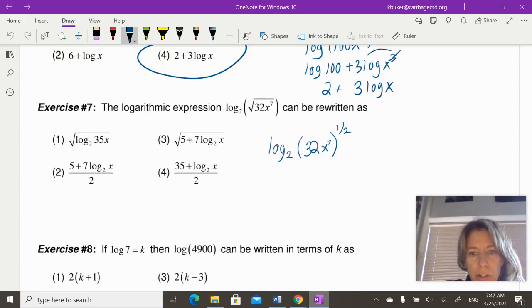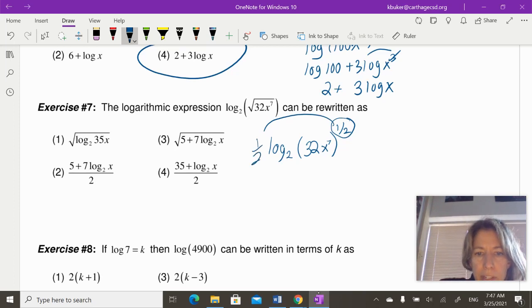Okay, so back to exercise 7. Notice the 1/2 power goes with the whole thing. So what I'm going to do first is take that 1/2 and put it out front, and take care of it right now. Remember when we do this, we have to be sure to put this in parentheses because the 1/2 applies to this whole thing.